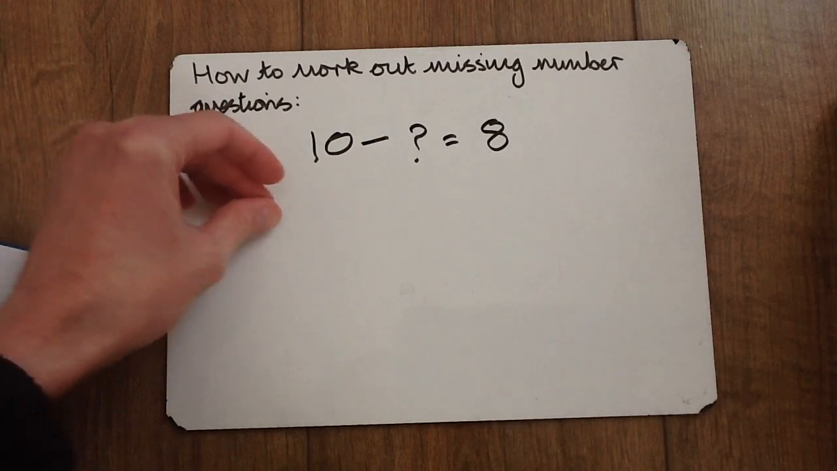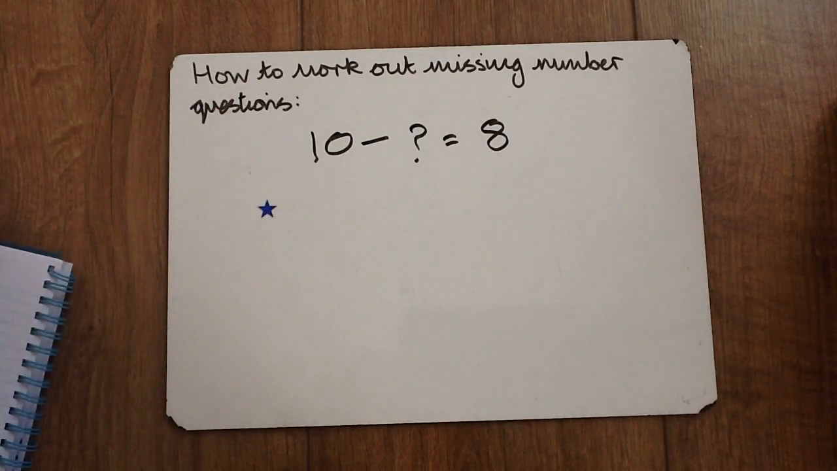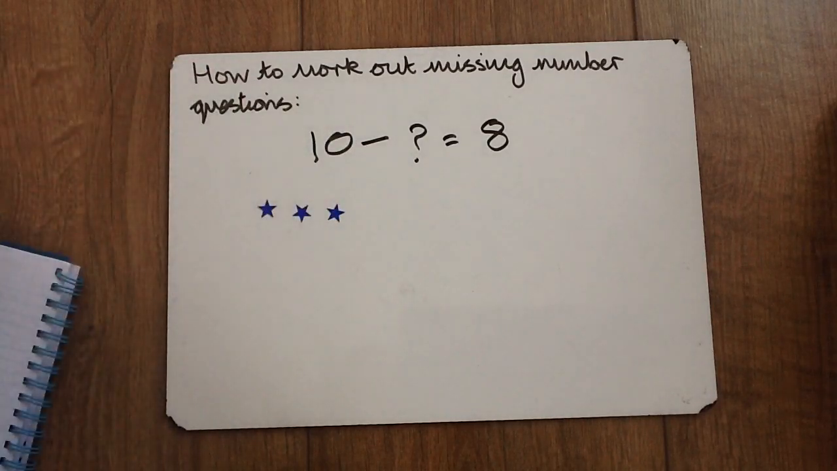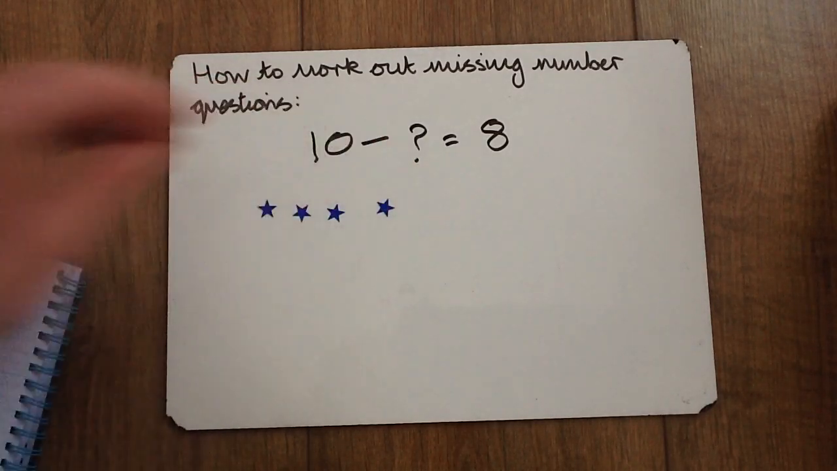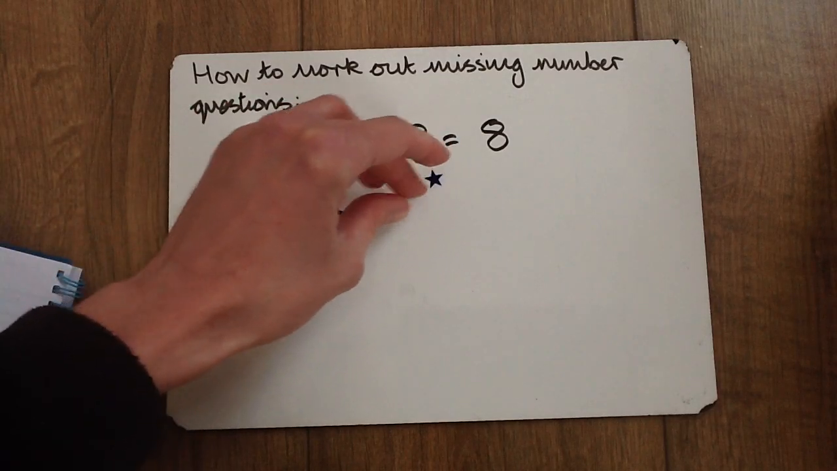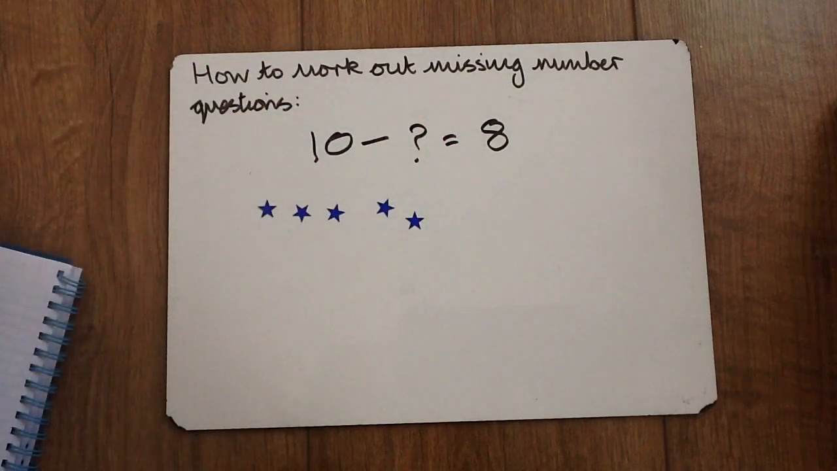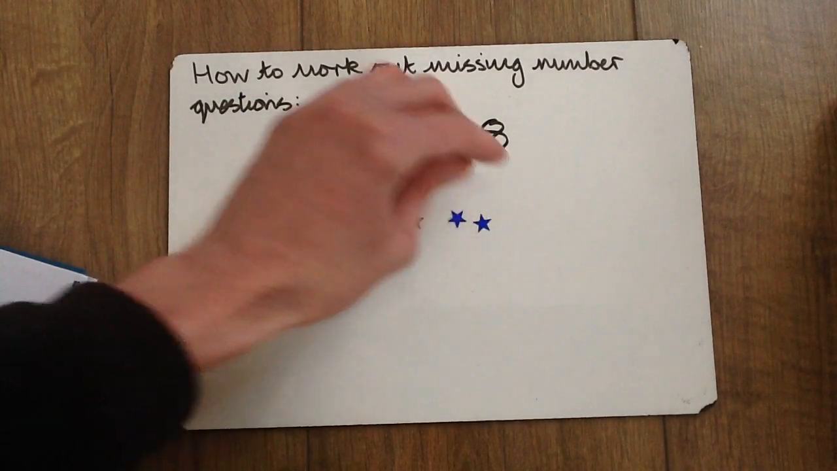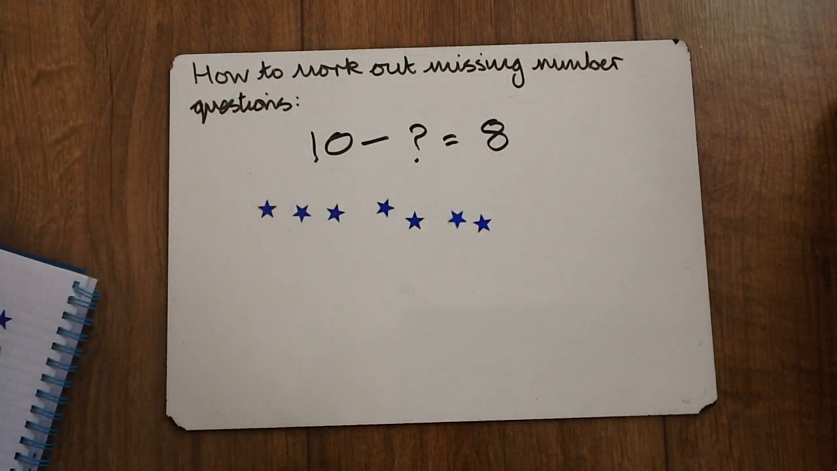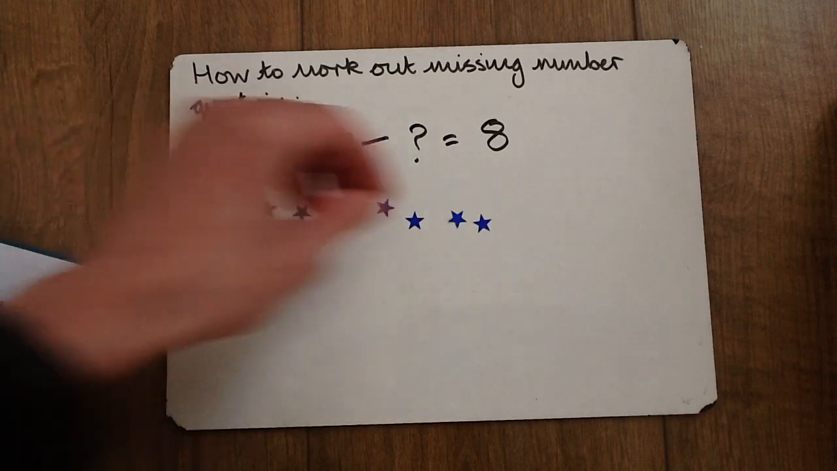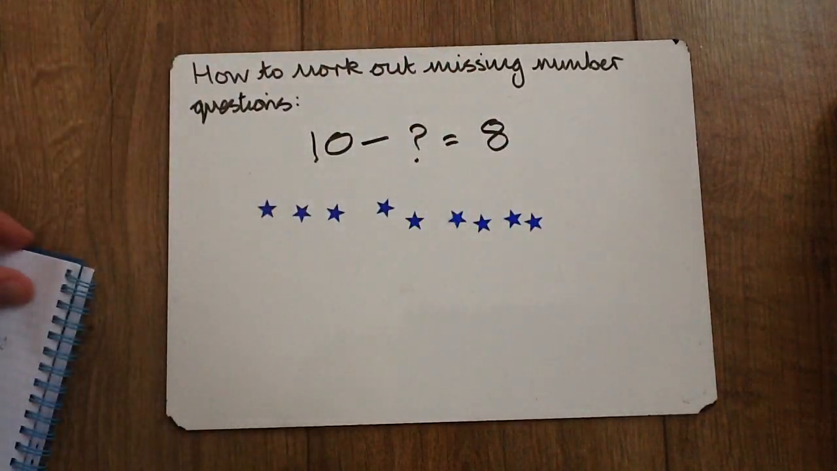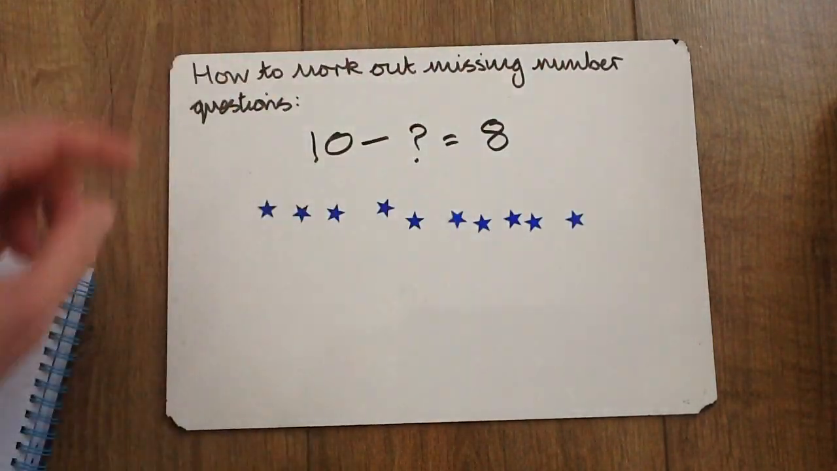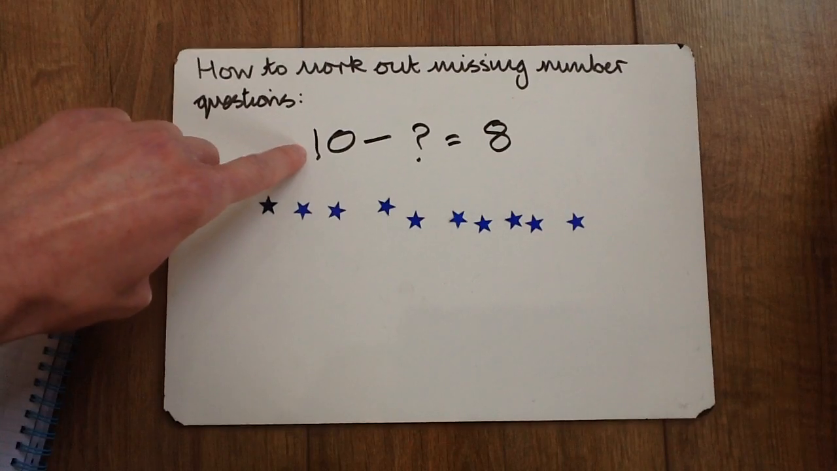So, the first thing I would suggest is using any sort of resource that you have at home to create the question, build the question. So I'm going to use stars. So here I have 10 blue stars. As long as they're all the same size, it doesn't really matter what you use. 1, 2, 3, 4, 5, 6, 7, 8, 9, 10. And this is the number I'm starting with.